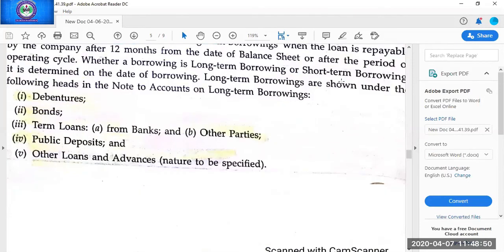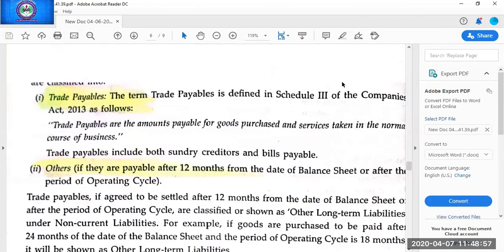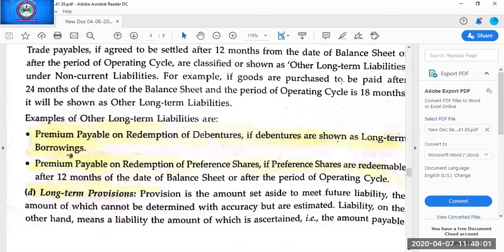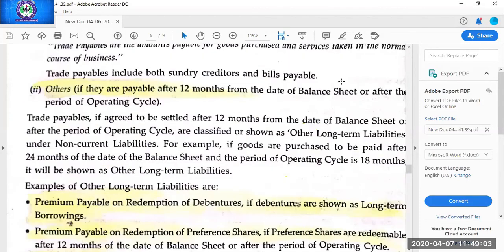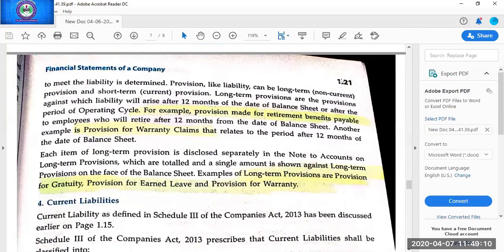Then long-term borrowings: debenture, bond, term loan, public deposits, and other loans and advances. Then other non-current liability: trade payable. Then 2 more examples: premium payable on redemption of debentures, and premium payable on redemption of preference shares. Then long-term provisions, I gave you 4 examples: provision for retirement benefits, provision for earned leave encashment, provision for warranty, and provision for gratuity. Only these 4 examples you need. So students, today's class is concluded over here.